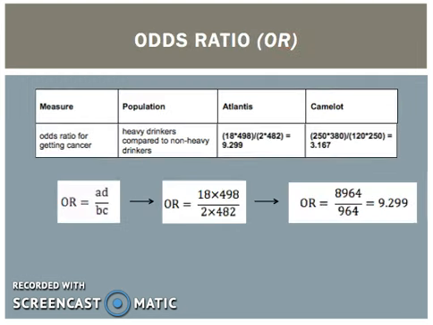Next, we'll look at the odds ratio. Here's another formula which you would use the 2x2 table to populate the AD over BC to get your final result. In Atlantis, the odds of getting stomach cancer are higher for those who do not drink heavily, significantly.